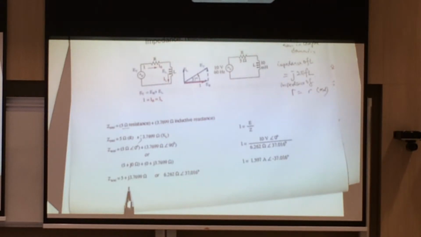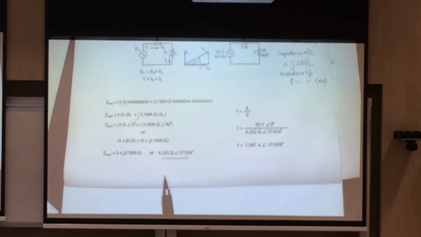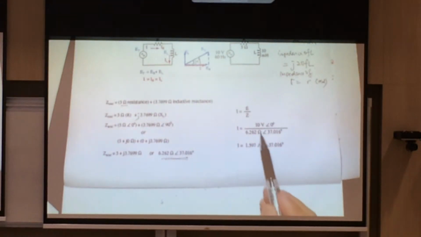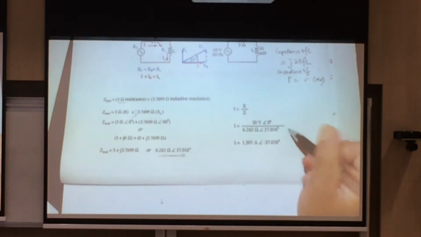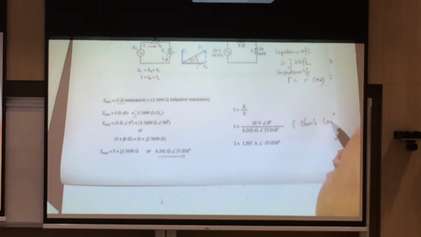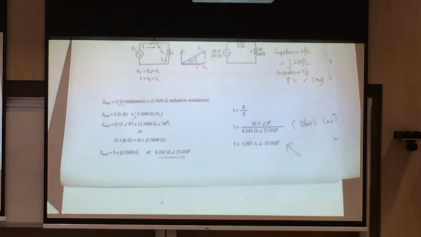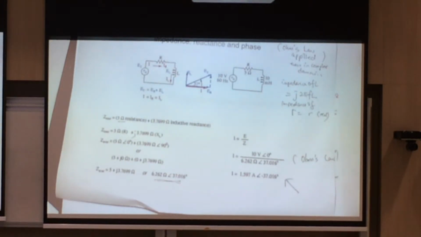Then after that, you work out what's your Z total, which is equal to this value in phasor. Okay? After that, whatever your input, which is 10 volts at 0 phase, divide by this. Okay, what is this? This is Ohm's law. And then it gives you your current in phasor. Is that clear? So basically, this is just Ohm's law in complex domain. Alright?